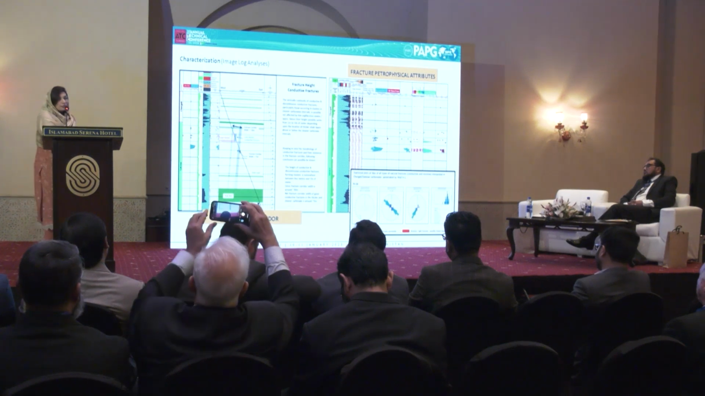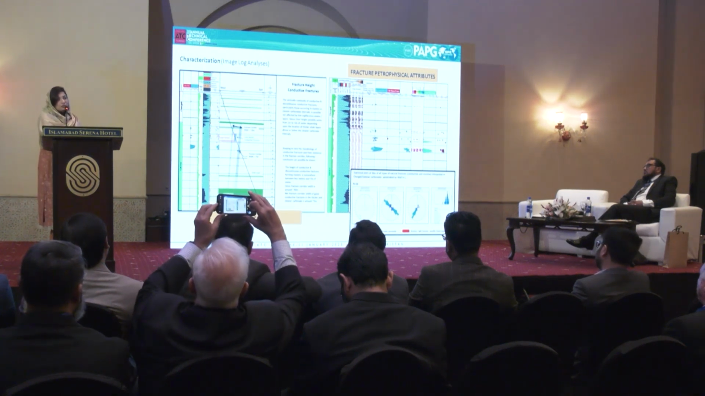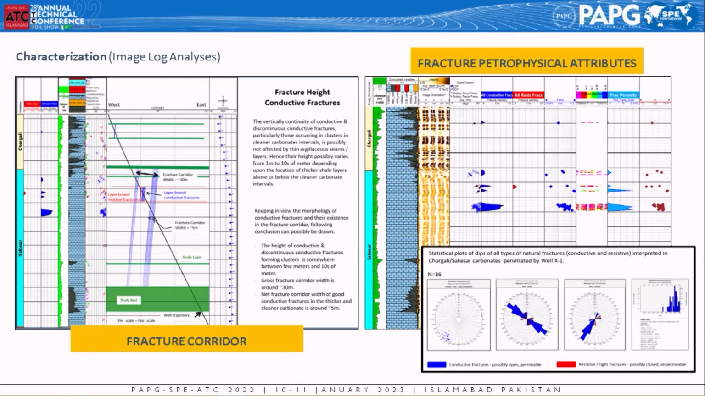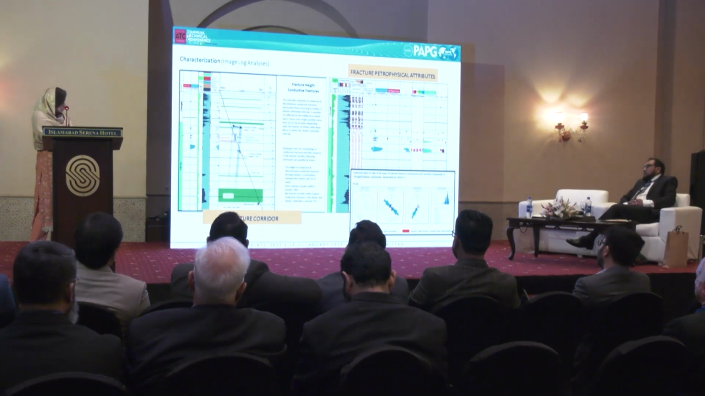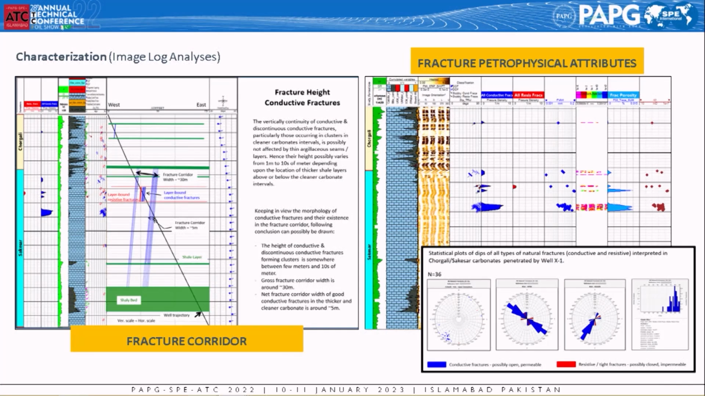So coming to the image log analysis, which will be further used in the fracture drivers, it was identified that a total number of 36 fractures were present. Some of the fractures were conductive, with limited resistive fractures. The strike of the conductive fractures was north 55° west. And the fracture spacing is considered to be 30 meters apart, and few fractures are tens of meters tall.